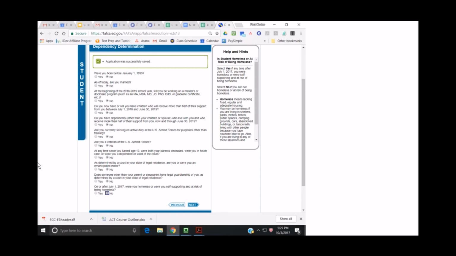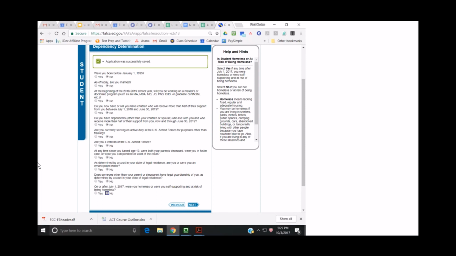Are you a veteran of the Armed Forces? At any time since you turned 13, were both of your parents deceased? Were you in foster care, or were you a dependent or ward of the court? As determined by a court in your state of legal residence, are you or were you an emancipated minor? Does someone other than your parent or step-parent have legal guardianship of you as determined by a court in your state of legal residence? On or after July 1, 2017, were you homeless, or were you self-supporting and at risk of being homeless?